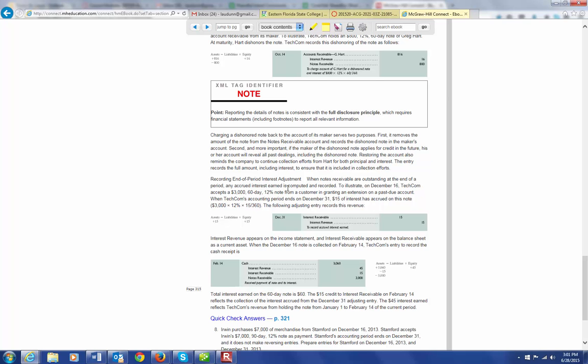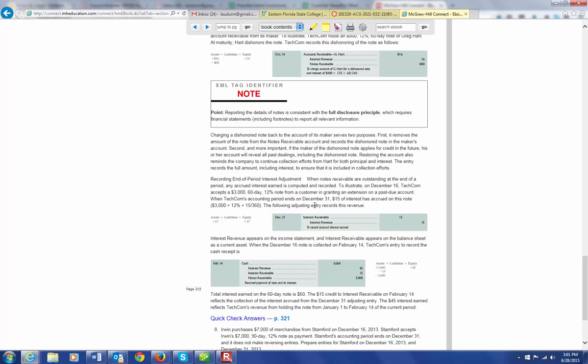Now, when you get to the end of an accounting period and you have a note that spans that period, it goes from the current period that you're in and then into the next period, then we have to make an entry for the amount of interest that has been earned in that period. So when we have notes receivable outstanding at the end of a period, any accrued interest earned has to be computed and then recorded. So on December 16th, TechCom accepted a $3,000 60-day 12% note from a customer, granting an extension on a past due account.